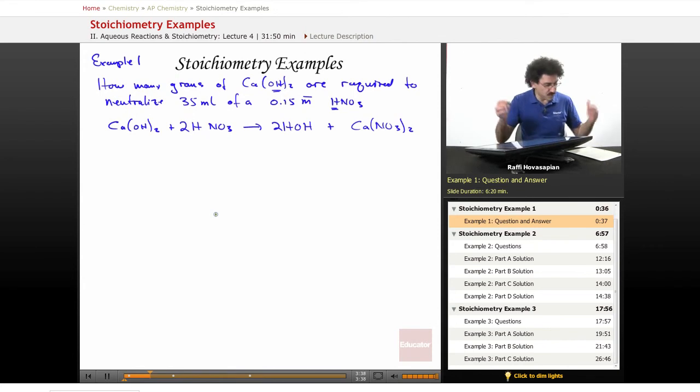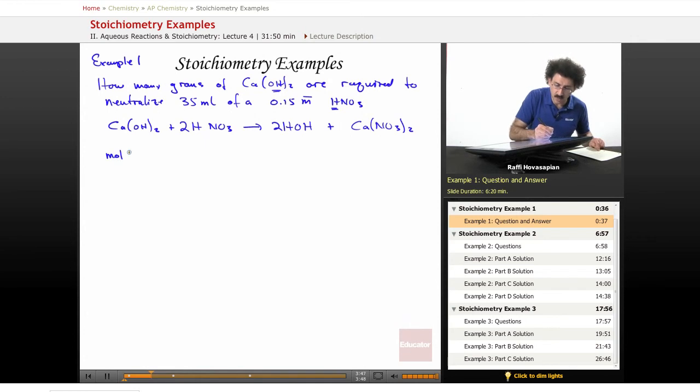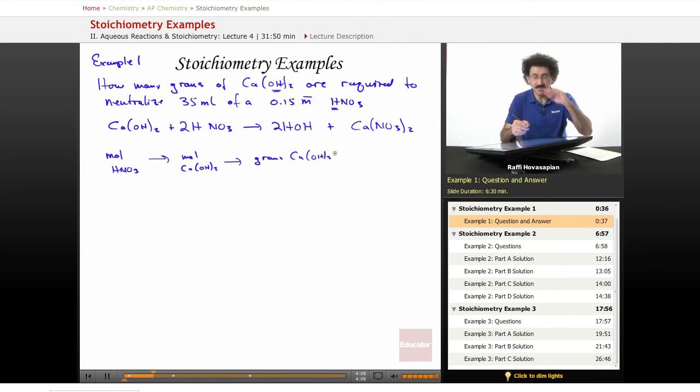So let's just jump right on in. So let me see, they say how many grams of calcium hydroxide are required. So here we're going to need to go from 35 milliliters of a 0.15 molar HNO3. So we're going to go to moles of HNO3. Using a mole ratio, we're going to find moles of Ca(OH)2 and then grams of Ca(OH)2. Okay, so this is just a simple stoichiometry problem, 2 conversions.